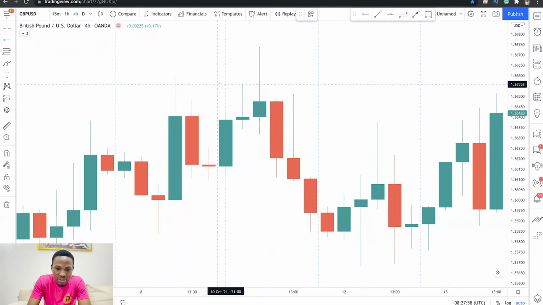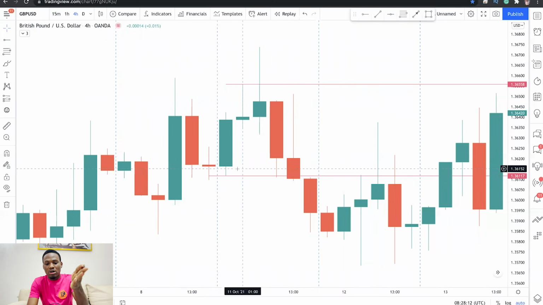So the highest point of either of them, this is the highest point. The second one happens to have the highest point, and the first one had the lowest point. Sometimes it can just be vice versa. All right, so just know that it's the highest point and the lowest point of either of them.